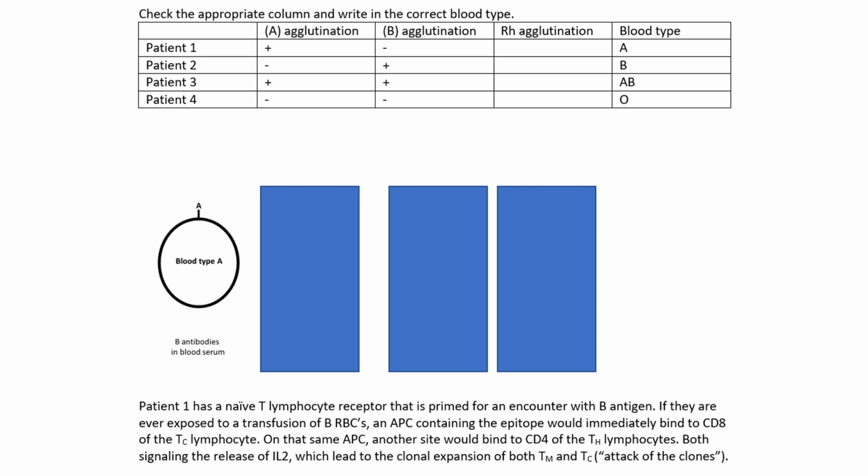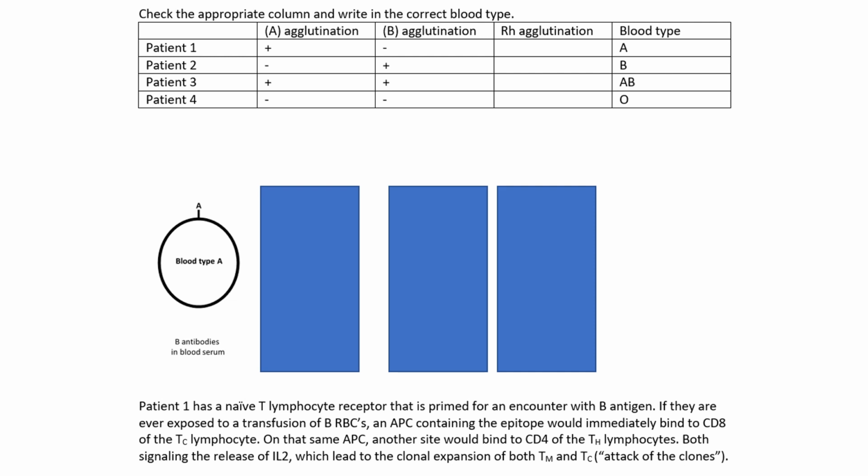an antigen presenting cell like a macrophage or dendritic cell will gobble up that red blood cell, process its antigen, and expose a piece, which would be the epitope, on its surface. And its surface would have either one hand be the CD8 receptor, or the other hand be the CD4 receptor. If it is the CD8 receptor, it is going to then bind to the T cytotoxic lymphocyte.